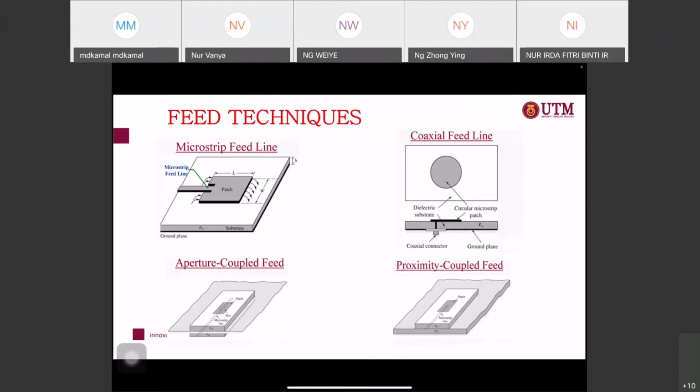Then we can also feed using aperture coupled feed, so you need to have some aperture here, as well as proximity here. So you can see this is the aperture here, and the difference is that this is underneath. You need to have it like this, the aperture could be any size. But in this one, for proximity, you make the transmission line underneath the substrate, and of course this is your ground plane here. So you need to have two layers, same as the aperture. This one is a single layer, so this one is also a single layer.